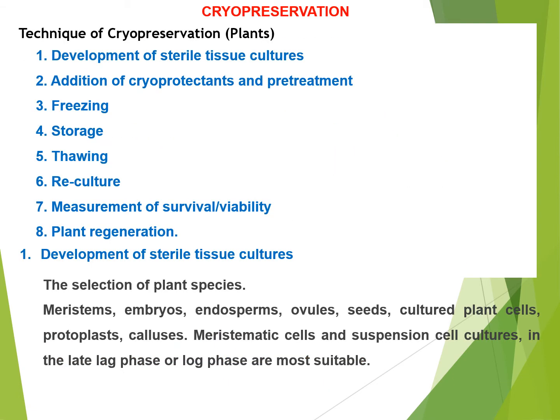The steps involved in cryopreservation of plant material are first development of sterile tissue cultures, then addition of cryoprotectants and pretreatments, freezing followed by storage. For revival of the plant material, it uses thawing followed by reculturing, then measurement of survival and viability and plant regeneration. For development of sterile tissue culture plant, any culture material or explant can be used.